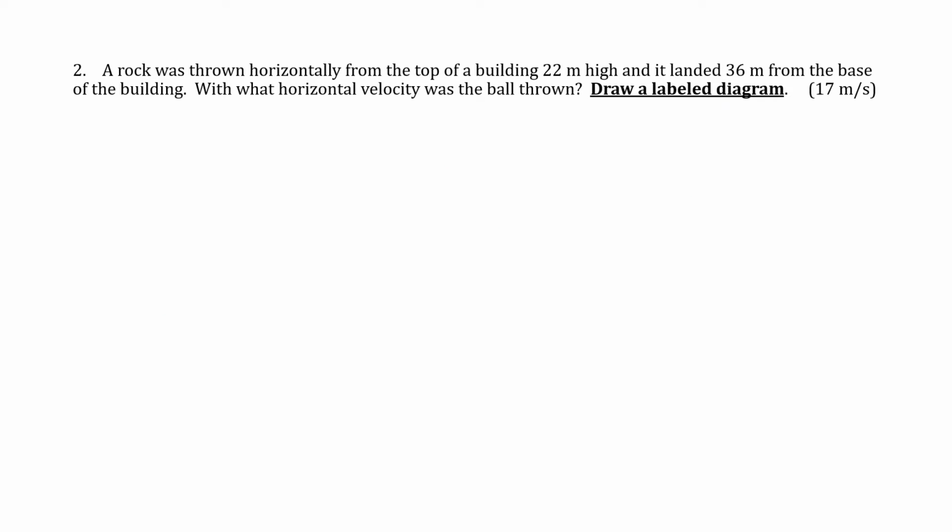Question 2, now we have a rock thrown horizontally from the top of a building. So here's our building. It's 22 meters high, and the rock lands 36 meters away. So whoop, goes like that. We want to know what horizontal velocity that rock was thrown with. So we're trying to find Vx. That's our unknown. So velocity in the x-axis is always just going to be our distance in the x-axis divided by how long we're in the air for, again, because we're moving at a constant speed horizontally.